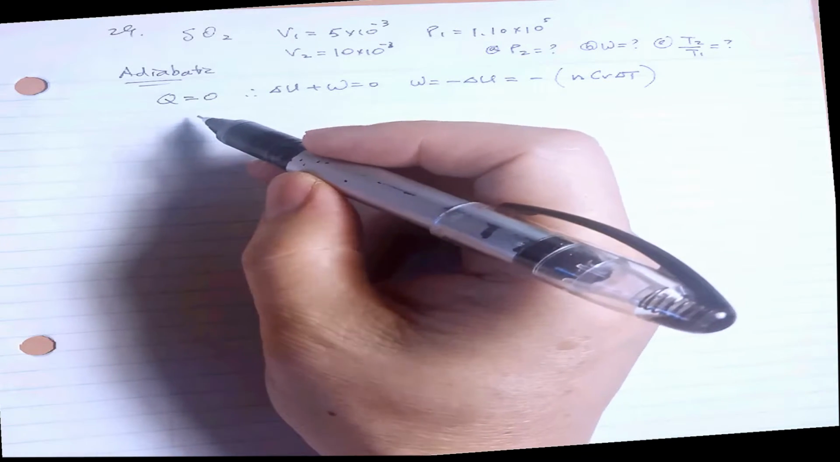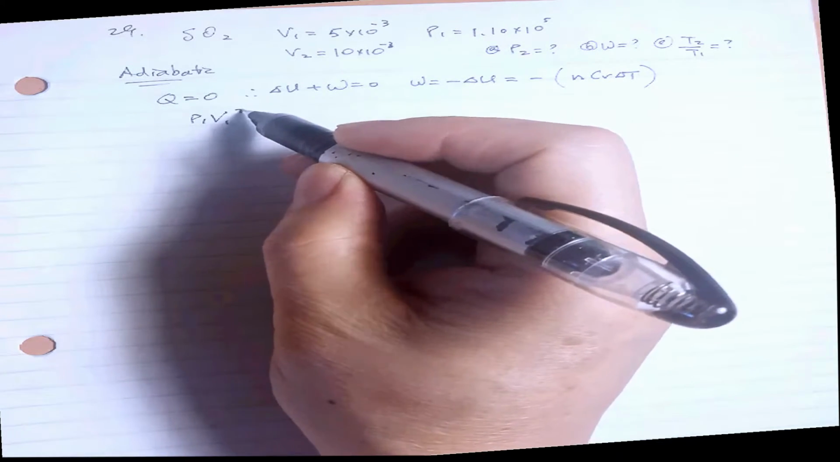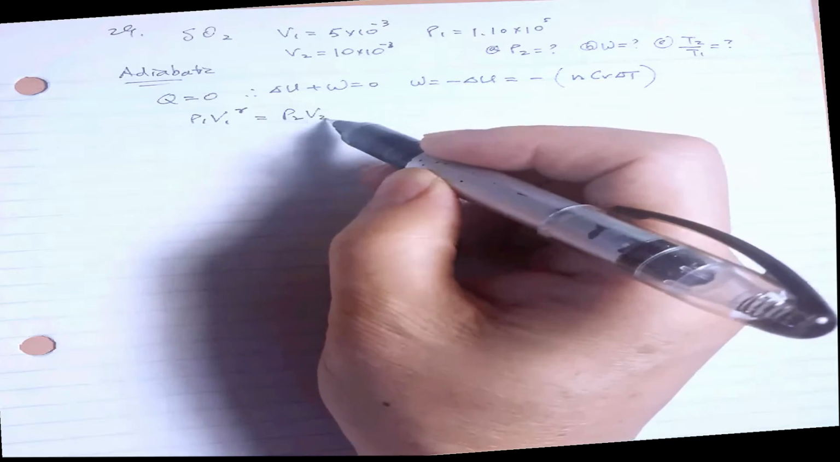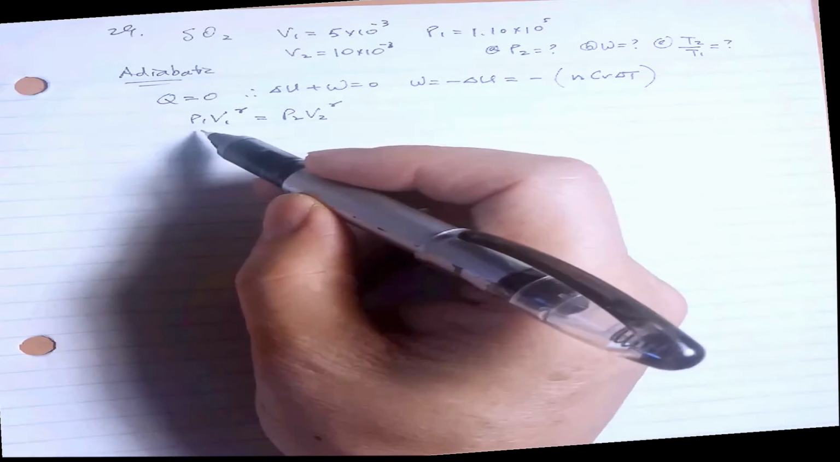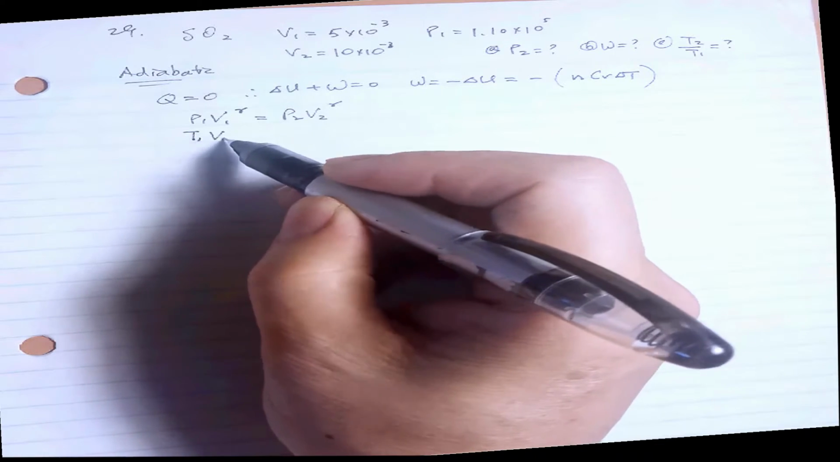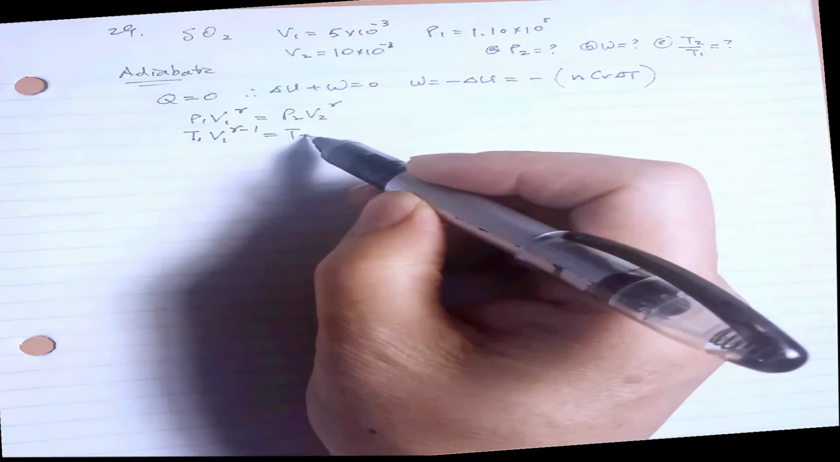But the question first is, what is P2? These formulas won't help you much, but you have to remember the second formula, and that is P1V1 to the gamma equals P2V2 to the gamma. That is only applicable for adiabatic processes. And then the third formula is T1V1 to the gamma minus 1 equals T2V2 to the gamma minus 1.